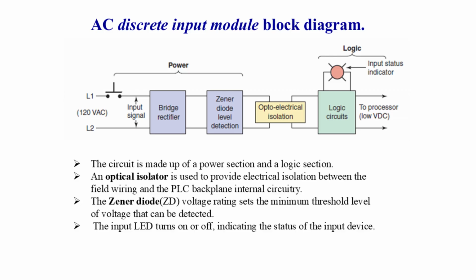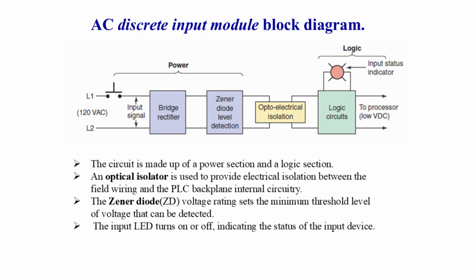A bridge rectifier changes AC to DC, while a Zener diode ensures that only voltages above a certain threshold are accepted. The signal passes through an optical isolator, which separates the high-voltage field wiring from the low-voltage logic circuits, protecting the CPU. Finally, the module outputs a clean DC signal to the processor, with an LED indicator showing the input's on-off status.